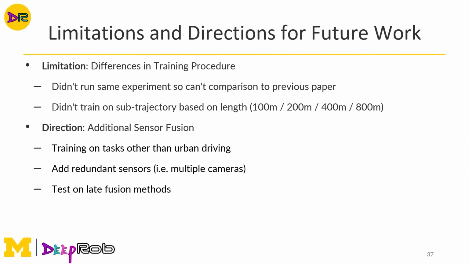Also, for next directions for this work, we can do additional work with sensor fusion. We could train on tasks outside of urban driving environments, which we've seen all the other past works do. We can also add redundant sensors like multiple cameras, which you see on self-driving cars. And also we can start testing other methods, such as late fusion methods.